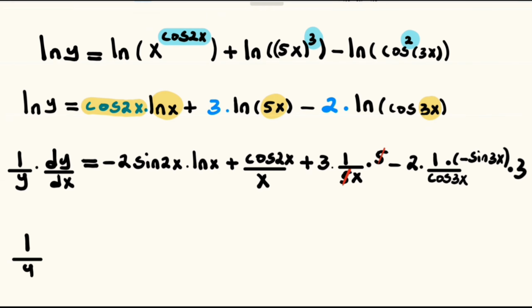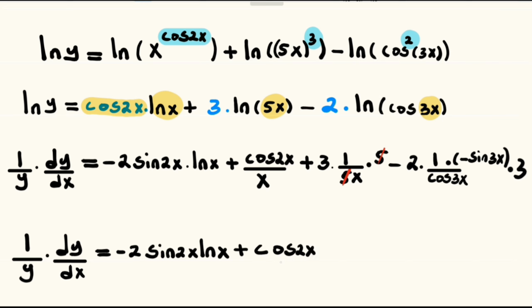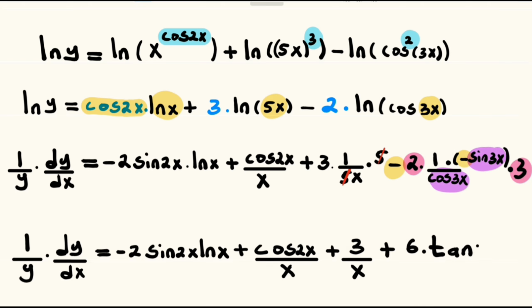So we are going to have 1 divided by y multiplied by dy divided by dx, which will be equal to negative 2 multiplied by sin 2x multiplied by ln x plus cos 2x divided by x plus 3 divided by x, and the 2 multiplied by the 3 will be equal to 6, and the negative multiplied by that negative will be positive. So we have positive 6 multiplied by sin 3x divided by cos 3x, which is equal to the tan of 3x.